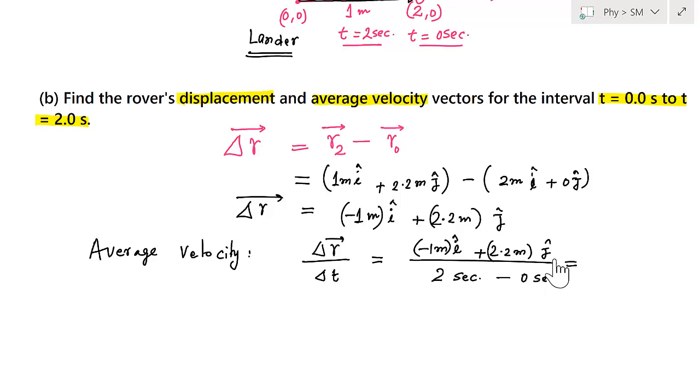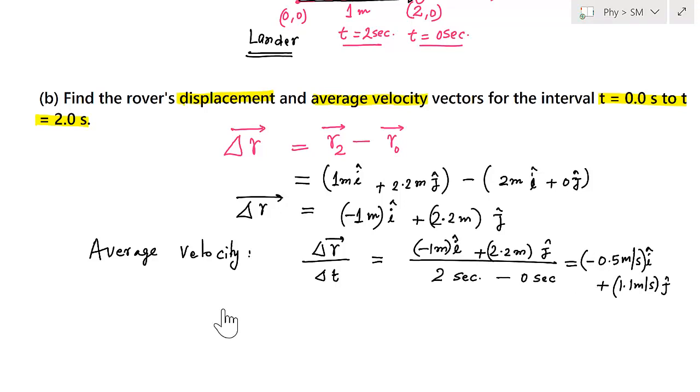So this will be minus 0.5 meter per second i cap, and plus 1.1 meter per second j cap. So this is the average velocity we will have between t equals 0 and t equals 2.